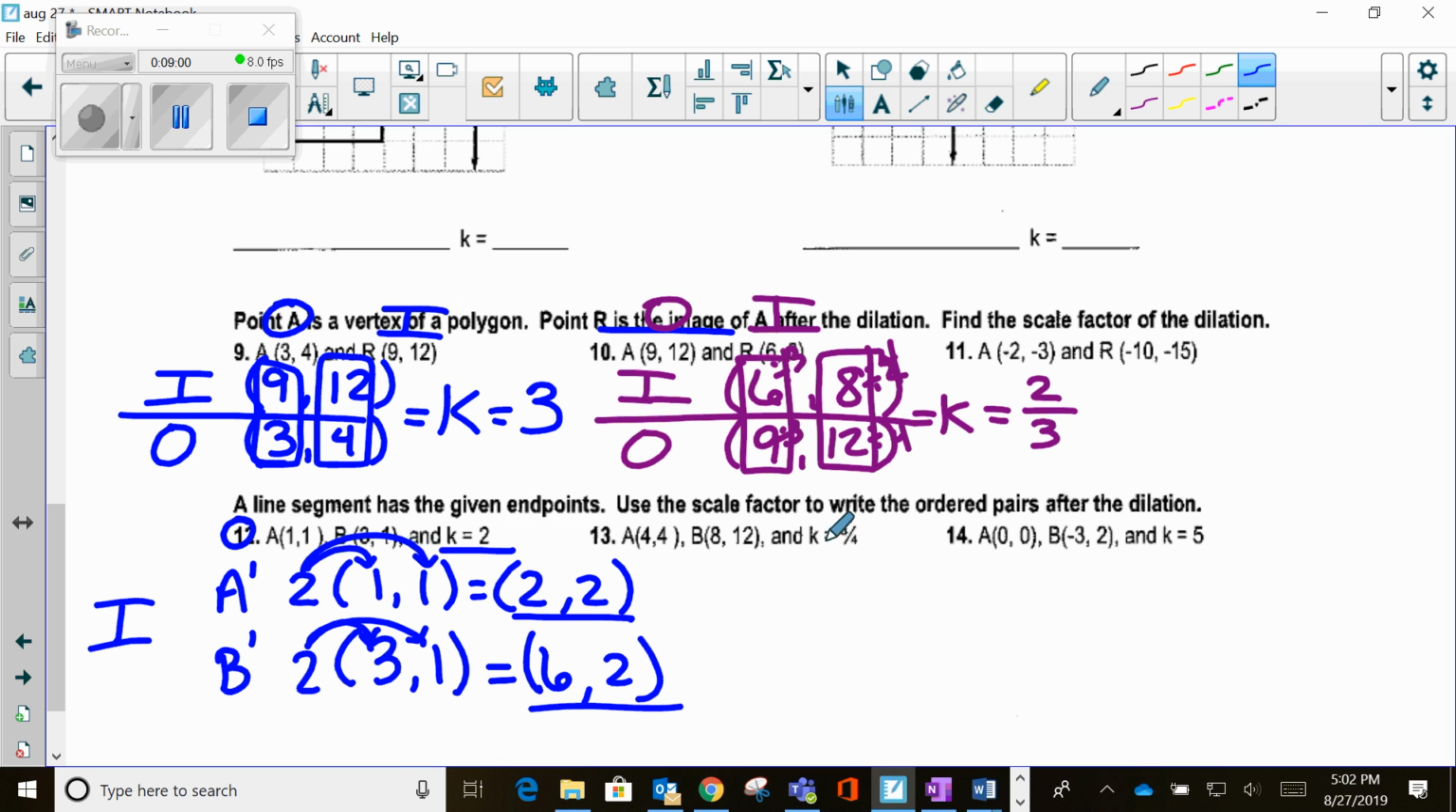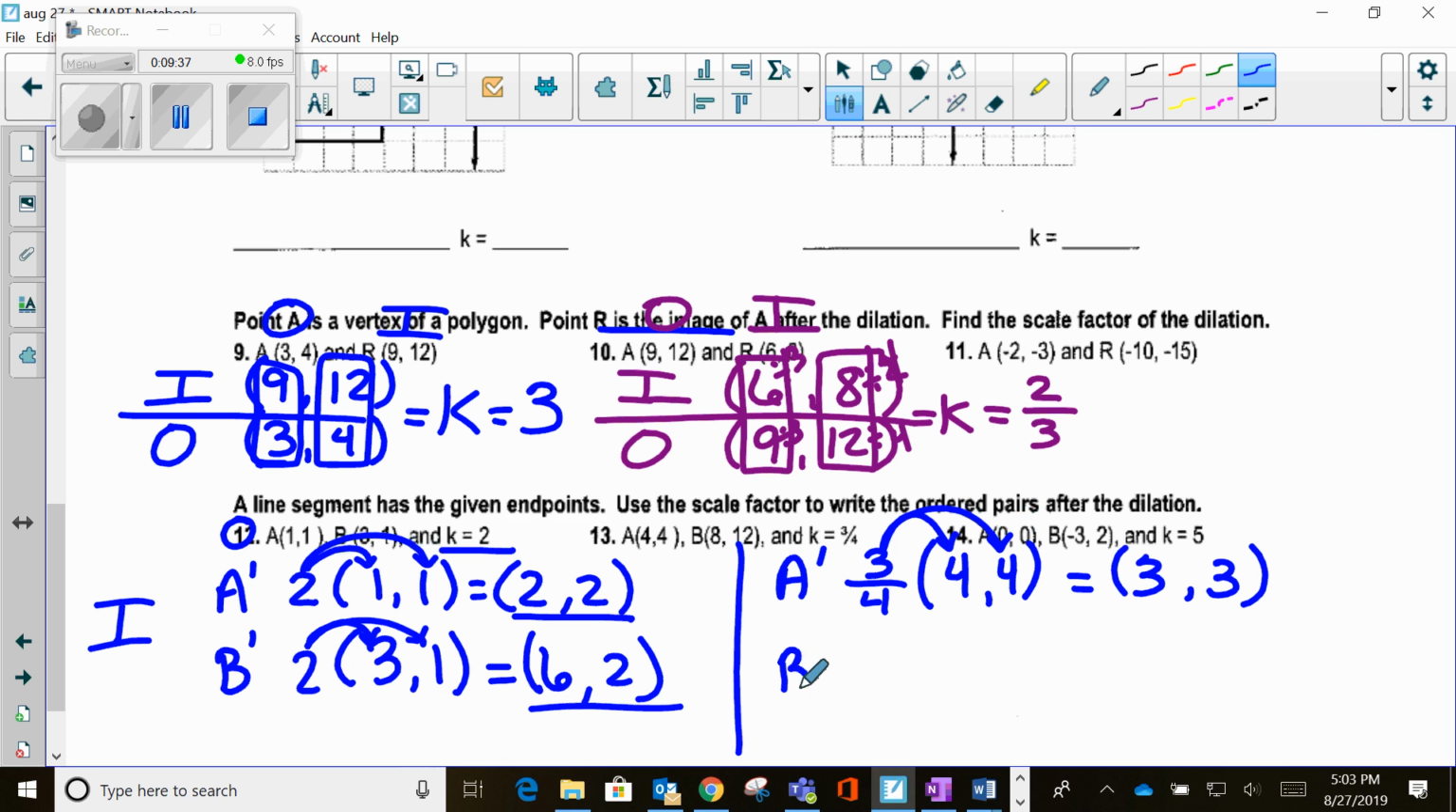I'm going to jump over here to number 13. And this time it's a little trickier because we have a k value of 3/4. So I'm going to start with my A, and I'm going to multiply my A point times 3/4. So my A point was 4, 4. I'm going to multiply 3/4 times 4, and that's going to give me a 3. You can put that in your calculator. You can say 3 times 4 is 12. 12 divided by 4 is 3. Same thing here. 3 times 4 is 12. 12 divided by 4 is 3.